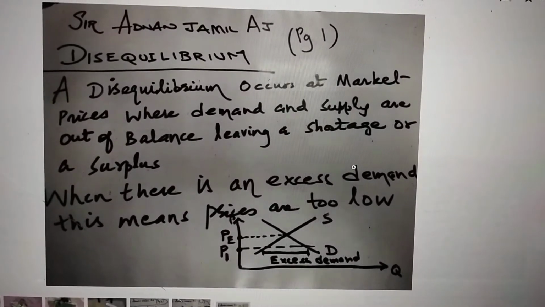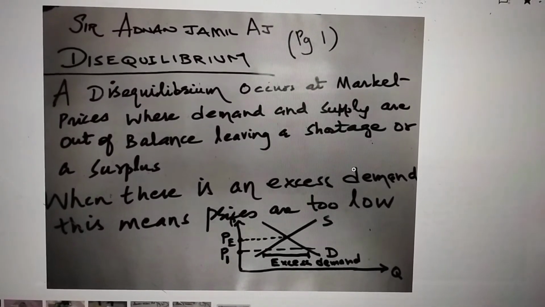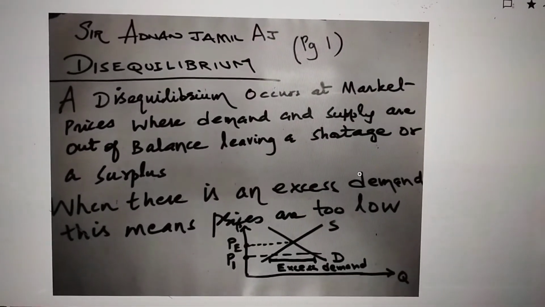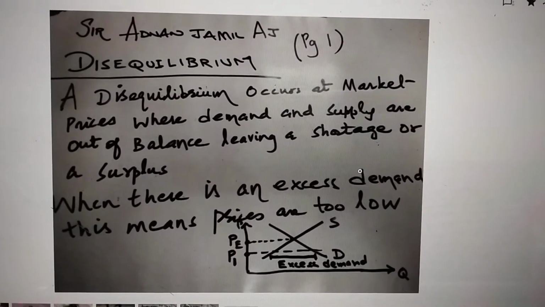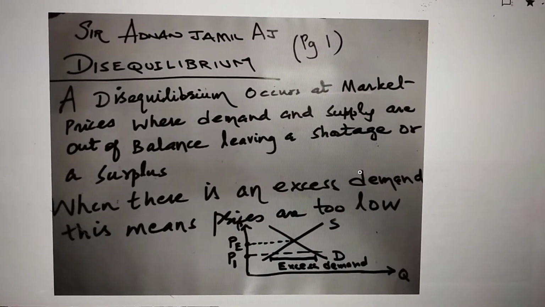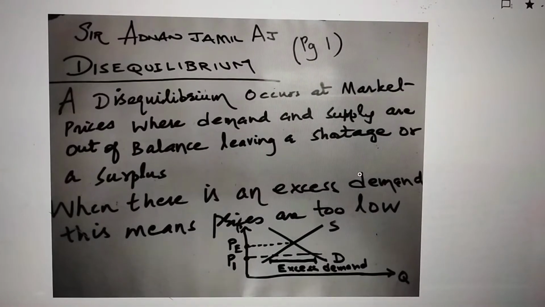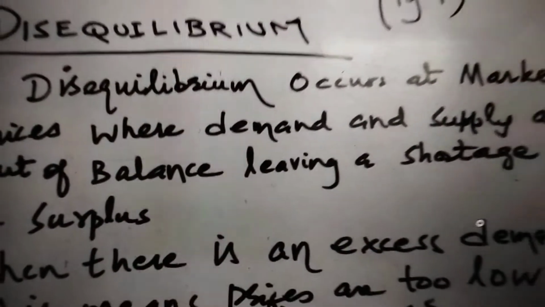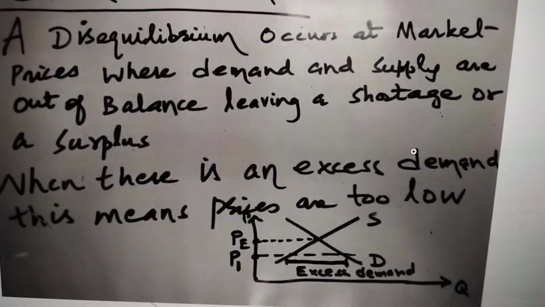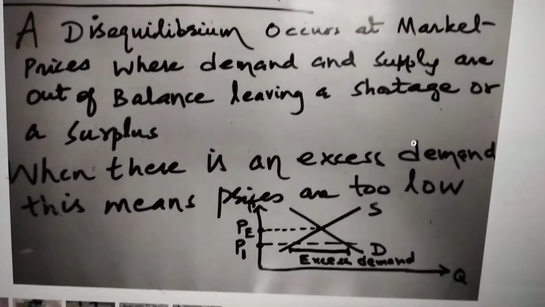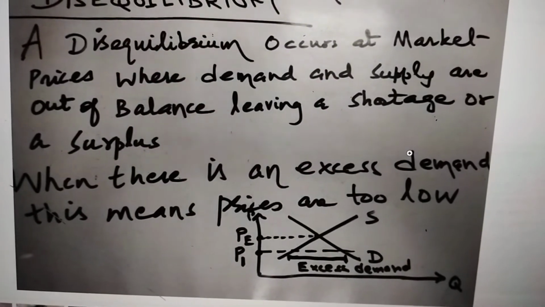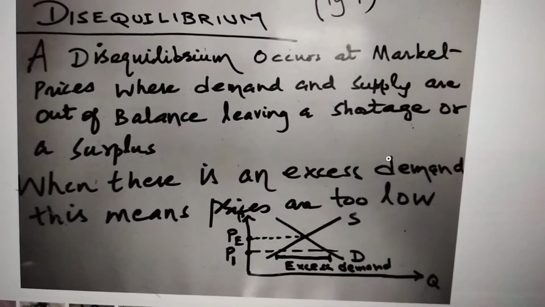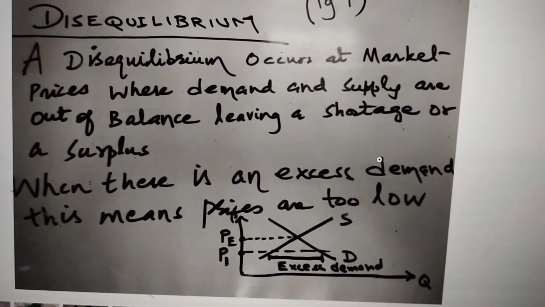In certain economies, later on, there can be a difference between the equilibrium price and the market price. So it means that there is some intervention from the government or from any other external factor which is creating a disequilibrium. Disequilibrium occurs at market prices where demand and supply are out of balance, therefore leaving a shortage of products or a surplus of a product.